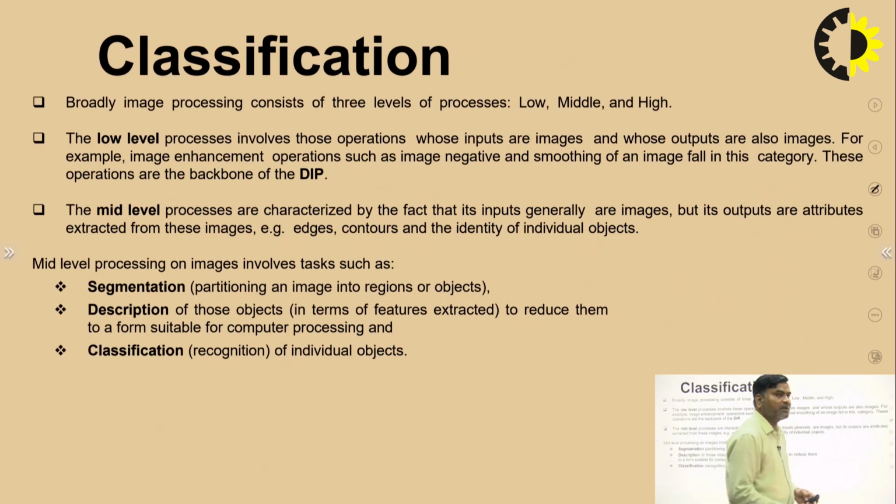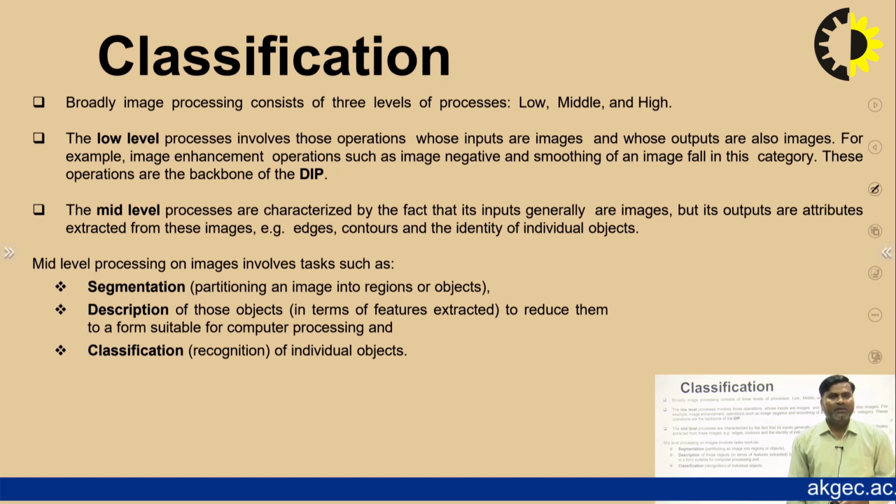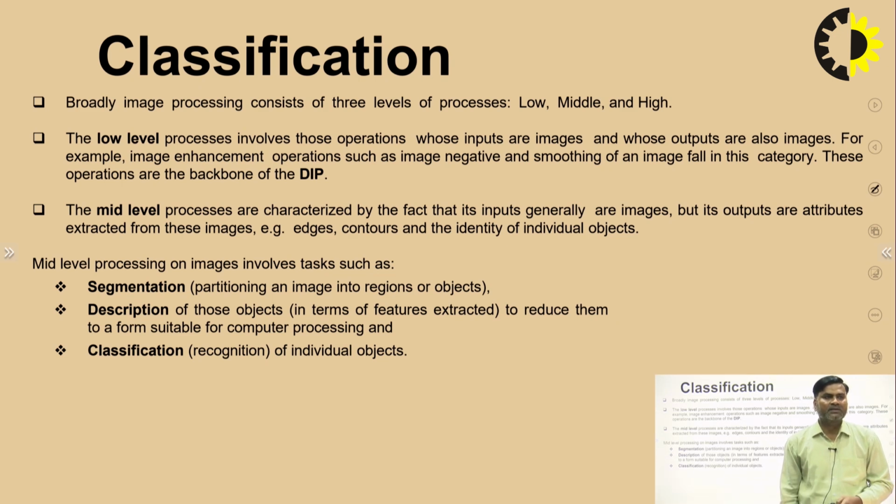If we talk about classification, image processing is broadly classified into three categories: low level, mid level and high level. In low level image processing, our input is an image and our output is also an image. For example, image enhancement. In image enhancement there are two techniques: image processing in the spatial domain, and image enhancement in the frequency domain.